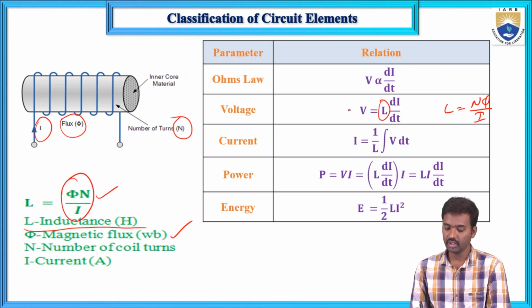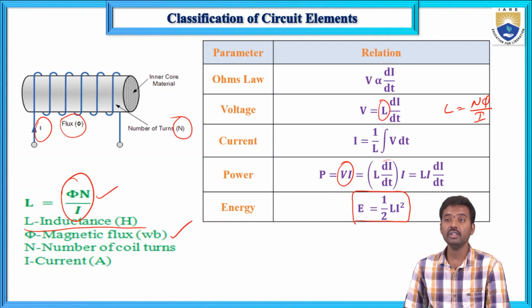Next, the voltage formula, V equals L di by dt, and if you rewrite this equation for current, or integrate it, I equals 1 by L integral of V dt. Power equals the product of voltage and current, and with voltage equal to L di by dt, power is L i di by dt, and energy equals half L i square. This formula is important. Energy stored in the inductor is half into L i square, where I is the current flowing through the inductor and L is the inductance.